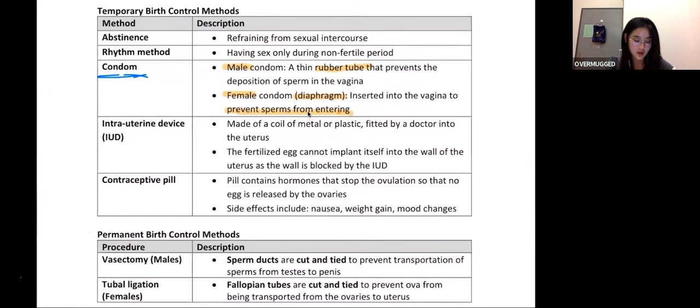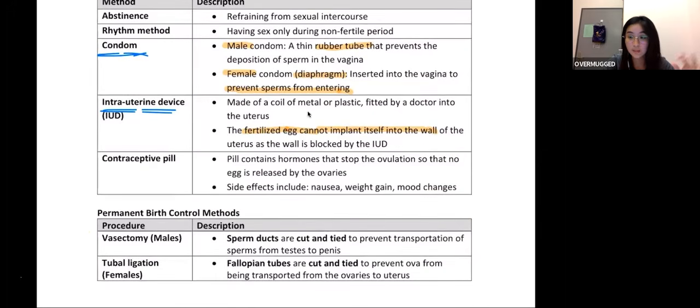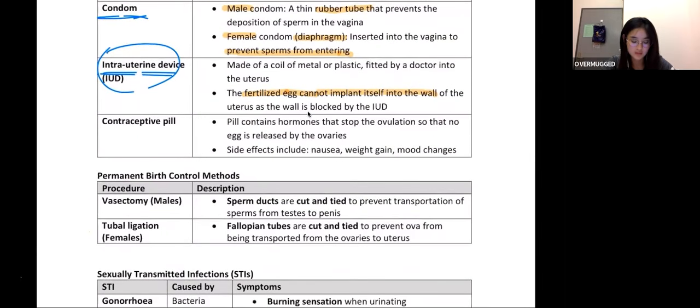Okay, then we have intrauterine device. What does it do? Okay, it is fitted into the wall of the uterus, so that it prevents the fertilized egg from implanting itself in the wall. Okay, so it physically blocks the uterus lining. So even when fertilization takes place, you form your zygote, right? Your zygote can't implant itself in the uterus wall. Okay, it's blocked by the IUD. And last one is contraceptive pill. It just stops ovulation. Okay, it alters the chemicals and the hormones in your body.